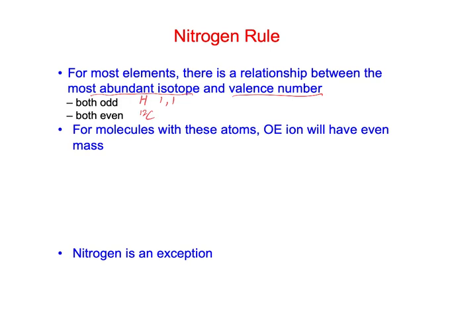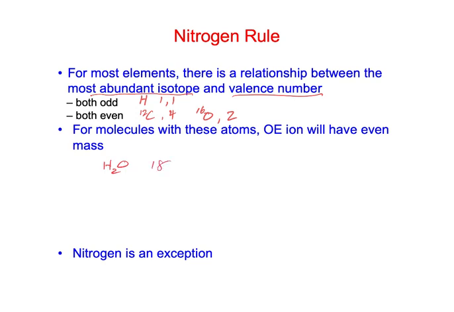Both even would be something like carbon 12, right? The isotope is 12 and the valence is 4. Or if we have oxygen, 16 is the most common, and its valence is 2, the number of bonds that it can make. All right, so for these molecules, their odd electron ions will have an even mass. So we can just calculate out the masses.